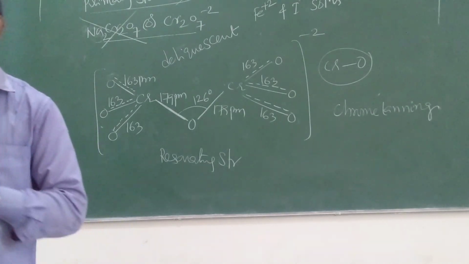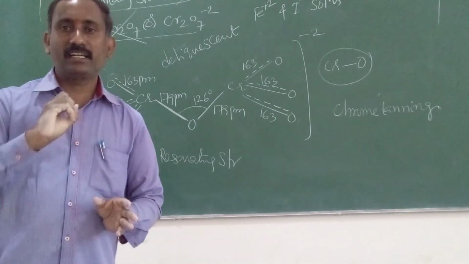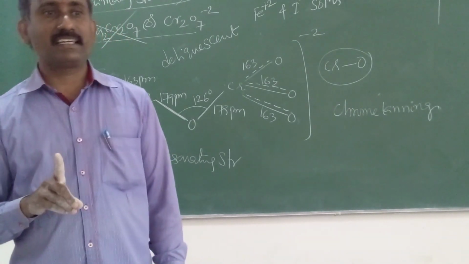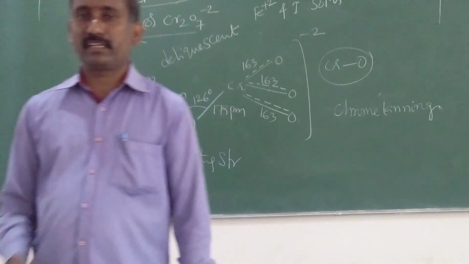So this is about potassium dichromate. By this, the potassium dichromate concept is finished. In this chapter, only one concept is left, that is KMnO4. In next class, we will continue that KMnO4.